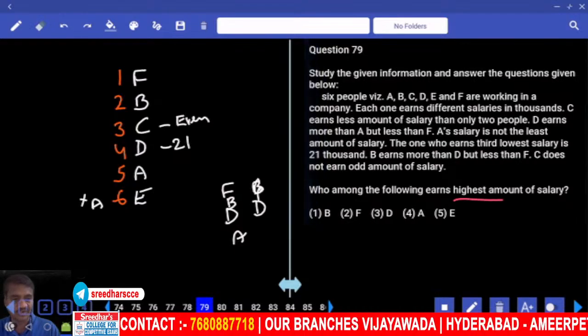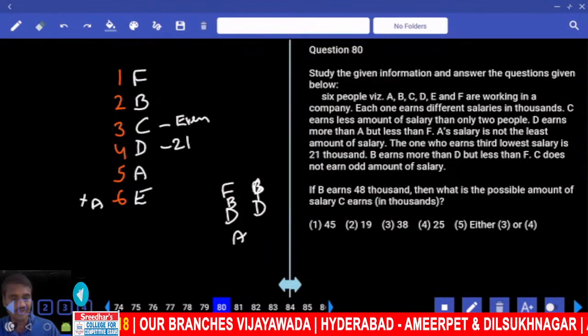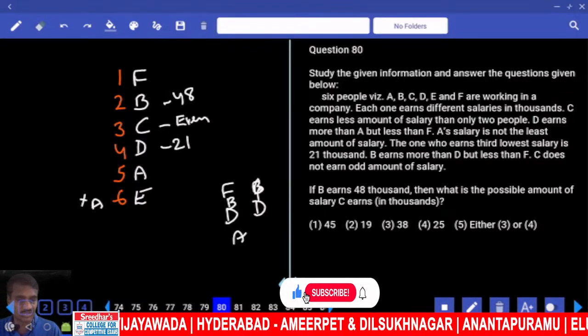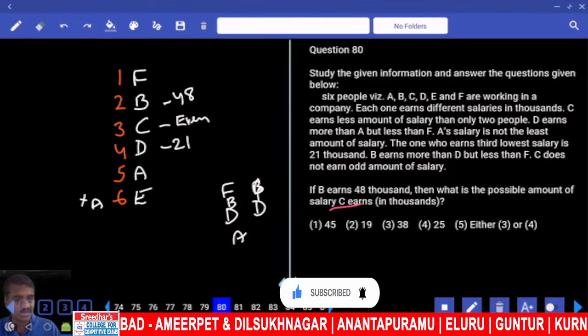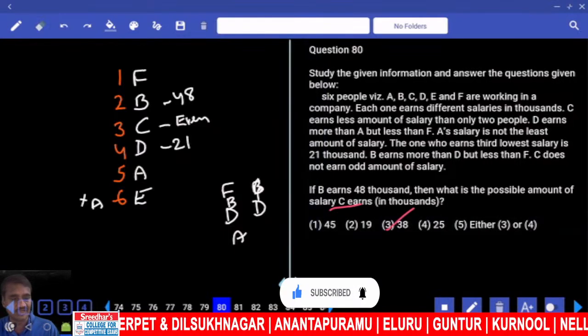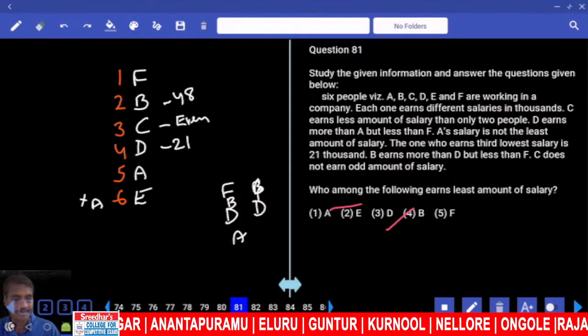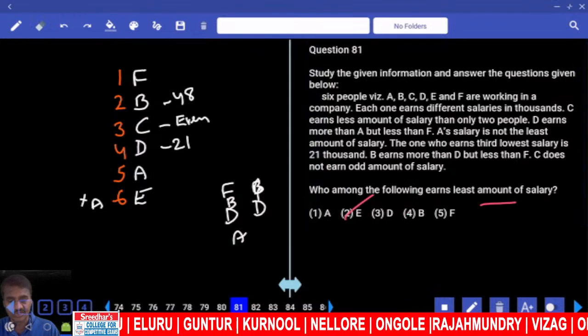Then who among the following earns the highest amount of salary? F. That is option 3. Now if B earns 48, then C is so much. Now C is an even number in between 21 and 48. 21, 48, even number, 38. That is option 3. Then 81: who among the following earns the lowest amount? E, that is option 2.